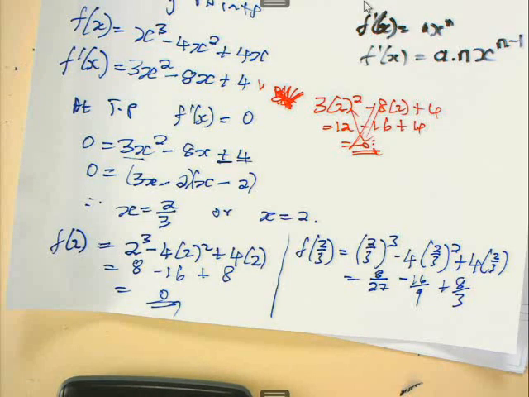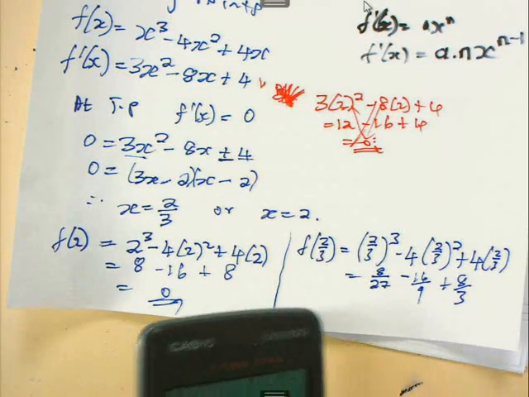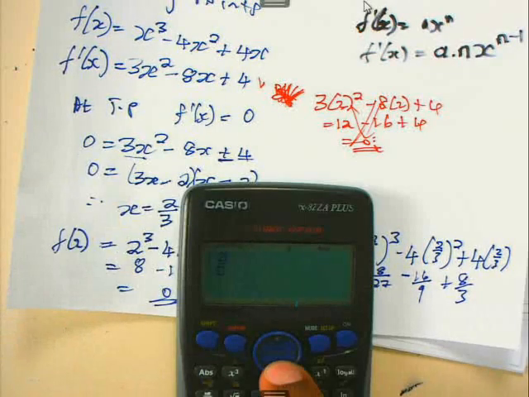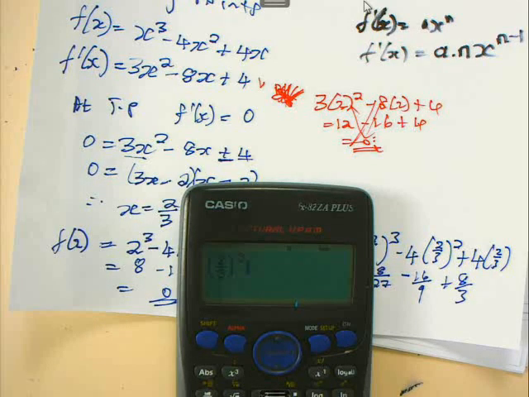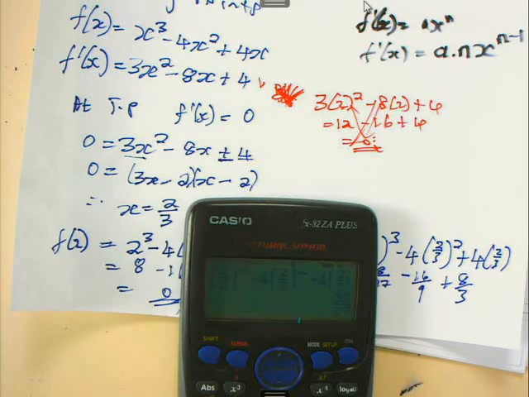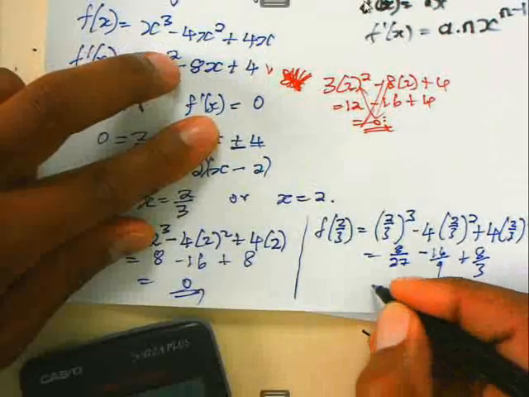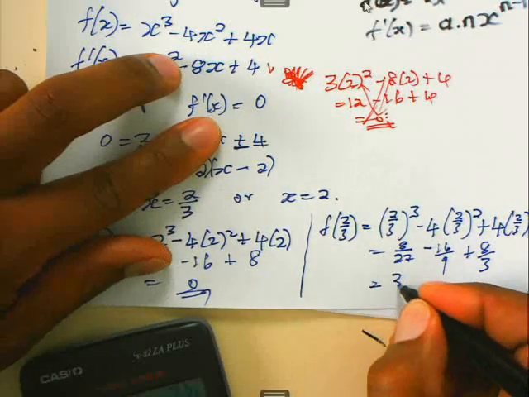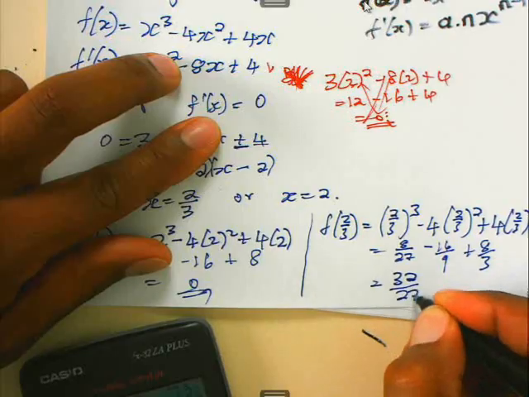Let me put everything in. We have 2 divided by 3, all to the exponent of 3. And now minus 4 multiplied by 2 divided by 3, all squared. And now plus 4 multiplied by 2 divided by 3, right? And this one we just multiply because it's the exponent of 1. Of course, at the end of the day, we are going to get 32 divided by 27.